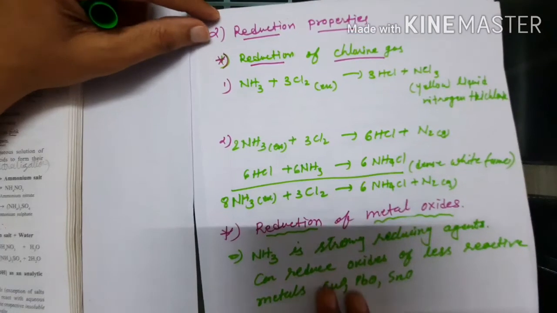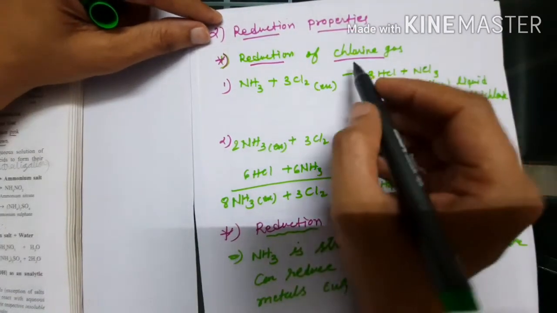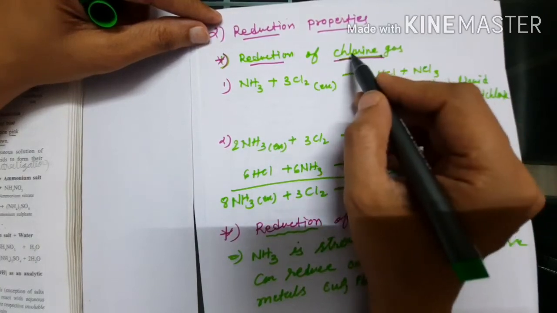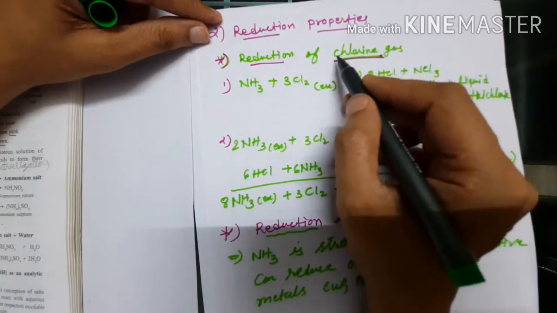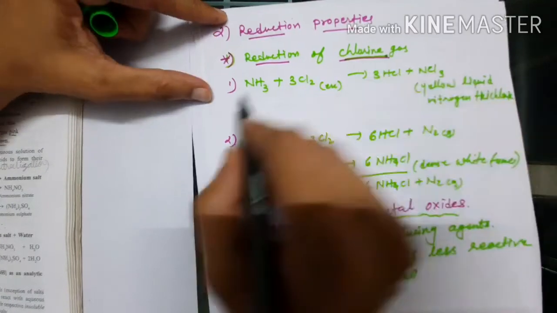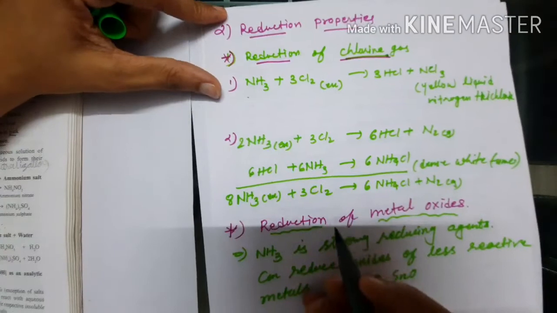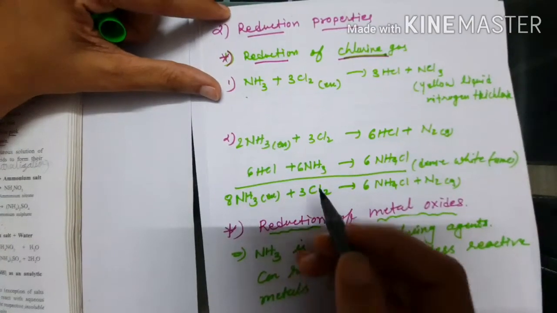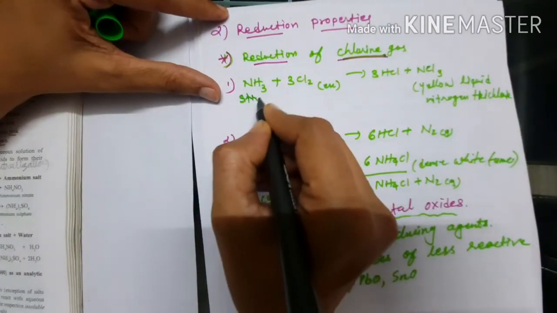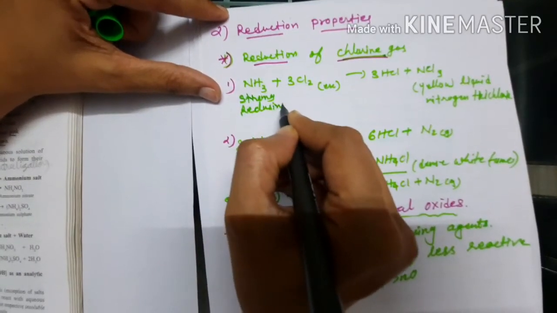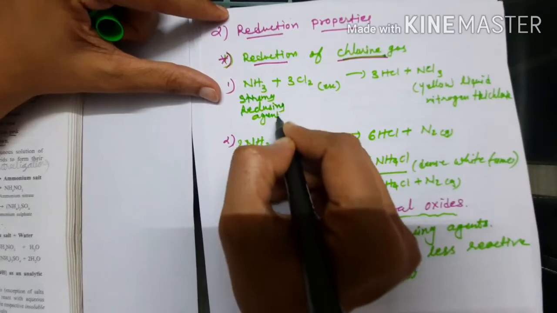So here we are doing the reduction reaction with chlorine gas. The reduction of chlorine gas means addition of hydrogen to chlorine gas. We take ammonia because ammonia is a strong reducing agent. Remember student, ammonia is a strong reducing agent.